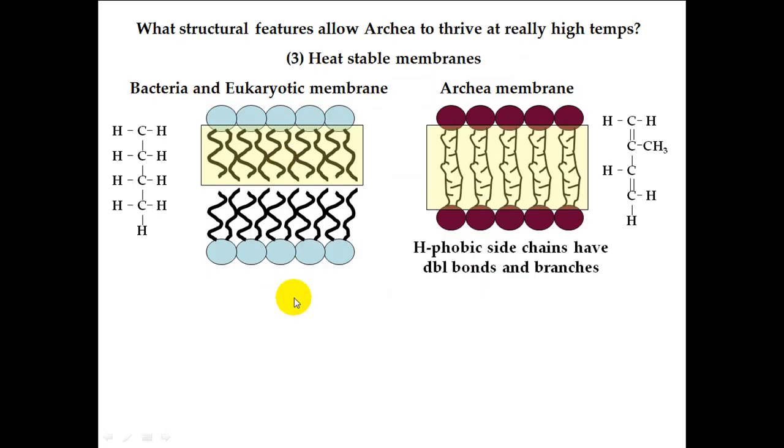Again, Archaea are pretty hardcore because they're organisms that can live in really hot temperatures even without producing endospores. We just talked about three reasons why they can do this. They have heat-stable membranes, they have heat-stable DNA, and they have heat-stable proteins.